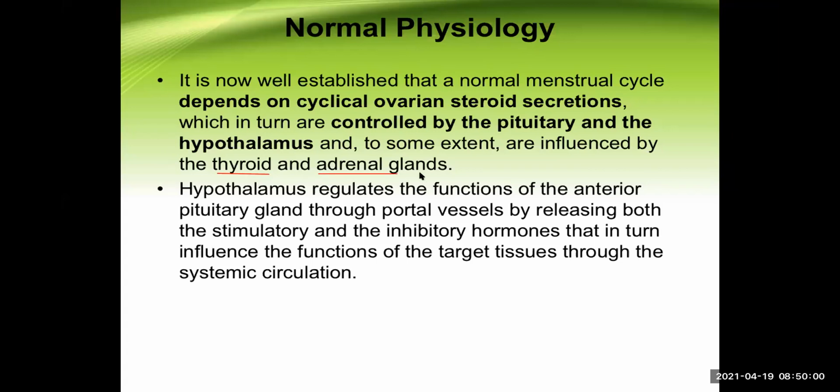The adrenal gland, on the other hand, is producing some sex steroids. We all know those sex steroids, especially androgen, have an anti-estrogenic effect. Androgen and estrogen antagonize each other. So there is a bit of a role.